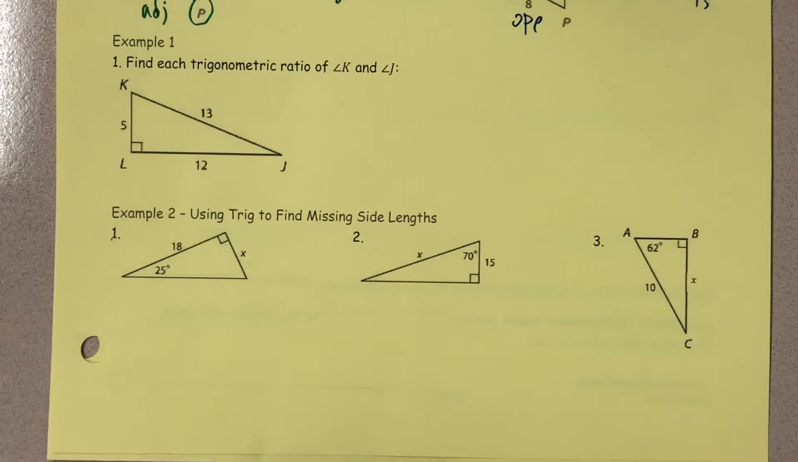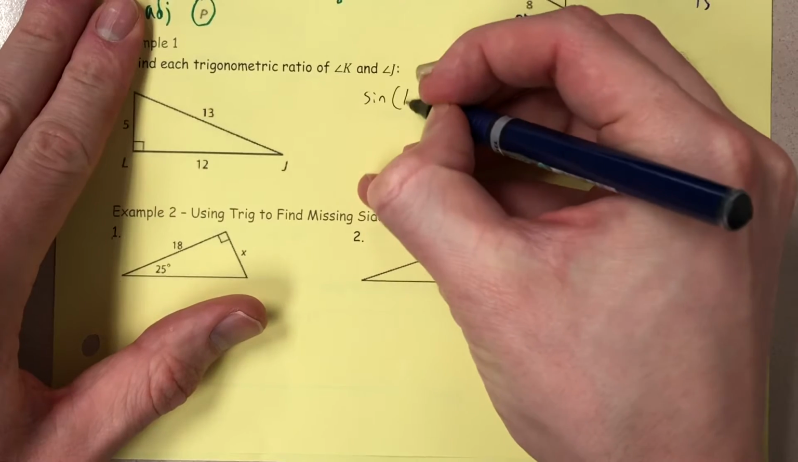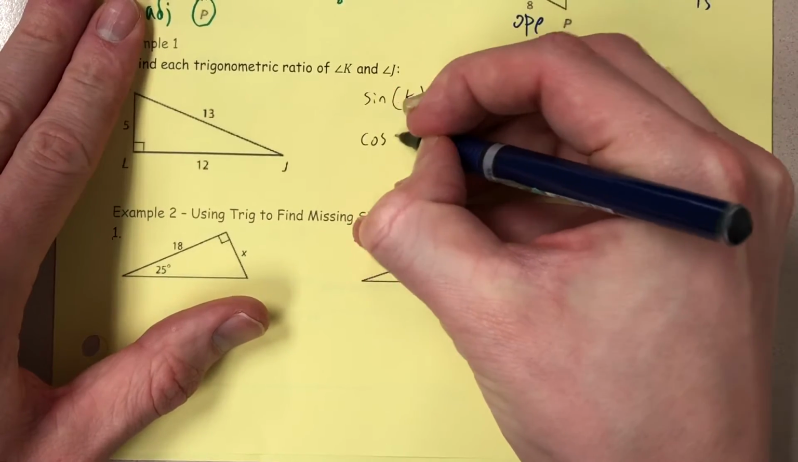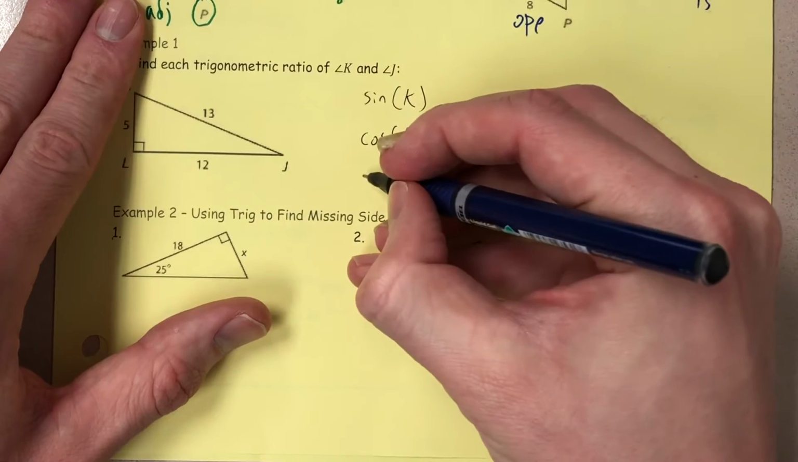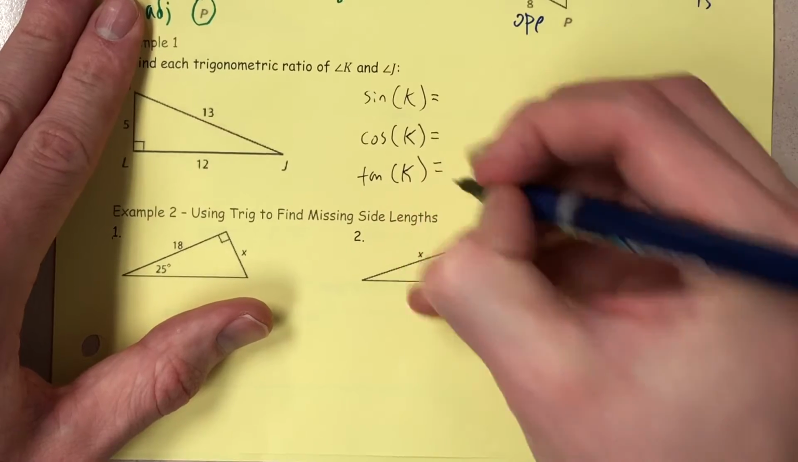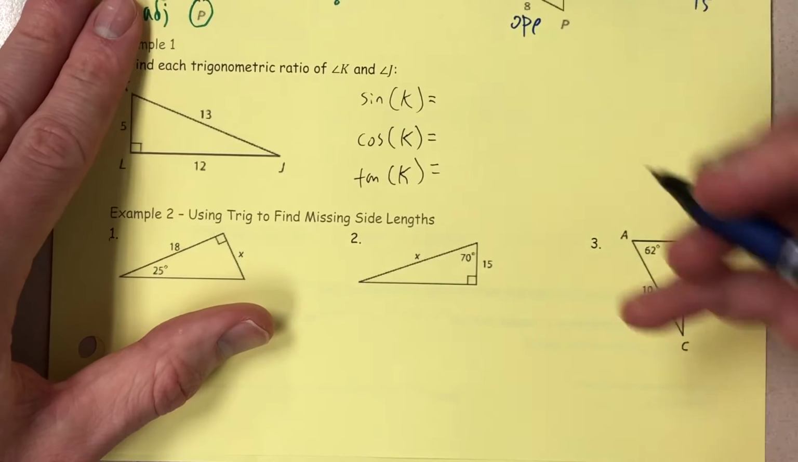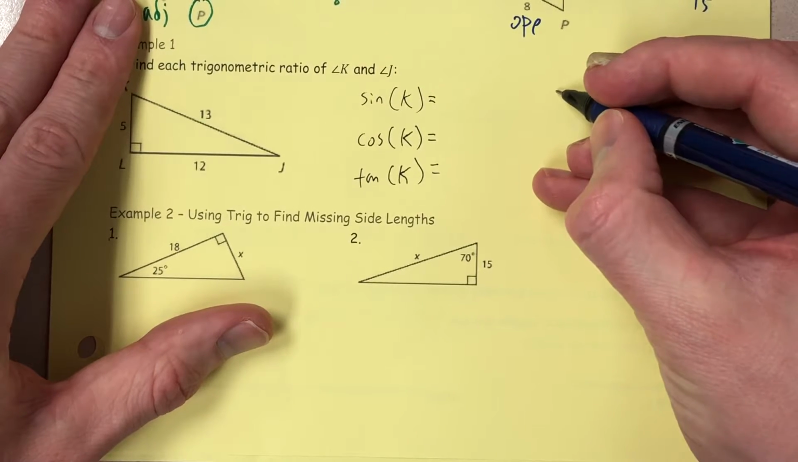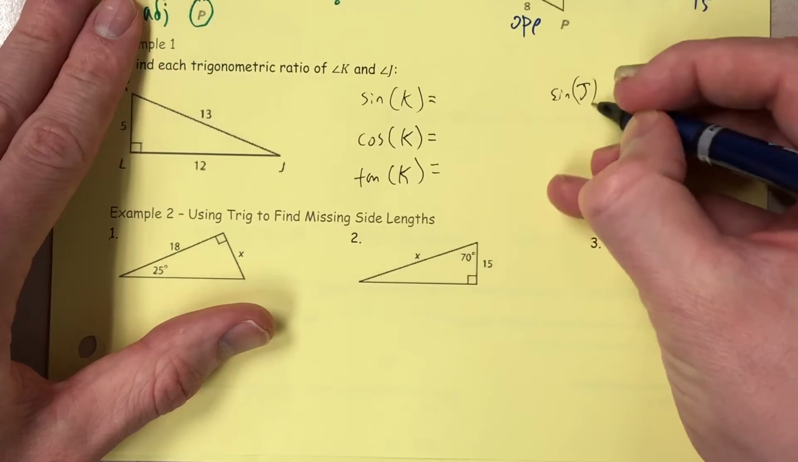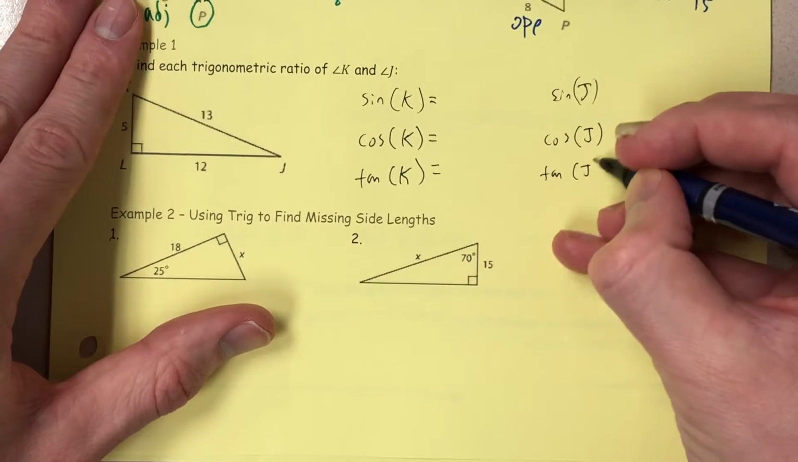So in example 1 here, we're asked to find each trigonometric ratio of angle K and angle J. So I'm going to write out what these should be. So we have sine of K, cosine of K, and tangent of K. We're going to leave a little bit of space after these, and then we're going to write out our three trig ratios for J as well. So we'd have sine of J, cosine of J, and tangent of J.